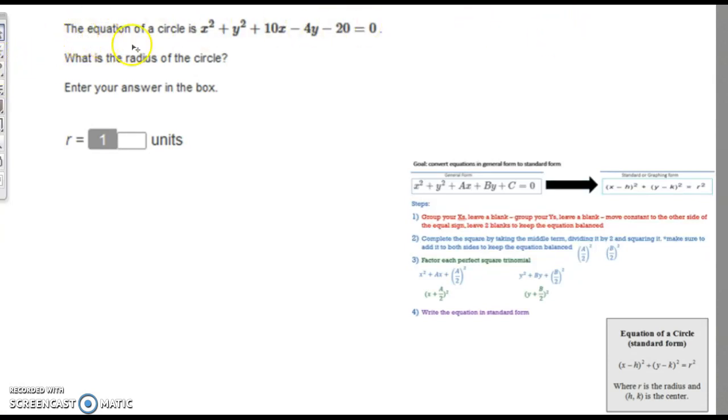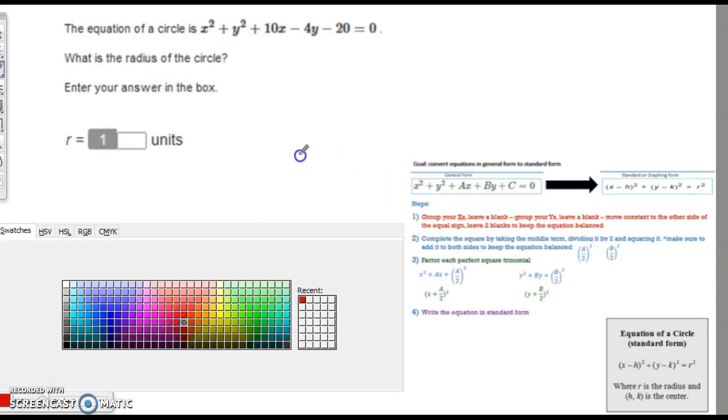Alright, so this one says, the equation of the circle is this. What is the radius of the circle? We cannot look at this form and figure out the center or the radius. We need to be in standard form to figure out the center or the radius. So we're going to take this equation and we're going to convert it to standard form to find the center and the radius. Alright? So I'm going to follow these steps that I've given to complete the square.